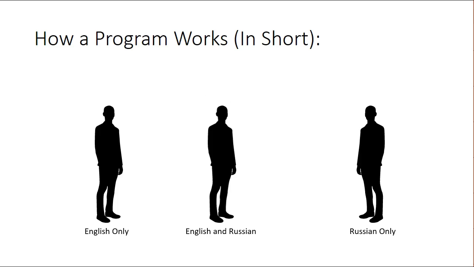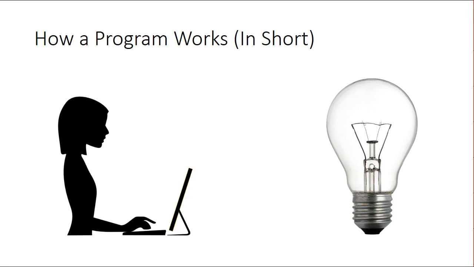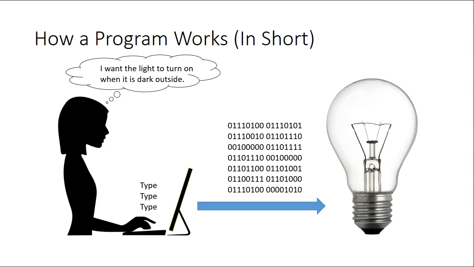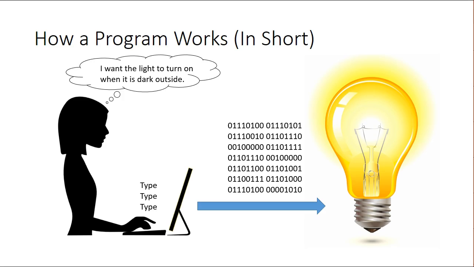This is a really simplistic view of how a program works, because we're going to program in English, and then it needs to be translated into something the computer can understand to then execute. So if we imagine this person sitting at a computer, they might say, I want the light to turn on when it's dark outside. So they type a little bit. That gets converted into some binary or machine code, and then the light turns on. The computer can't understand the request, "turn on light." But that request can be translated into something the computer can understand.